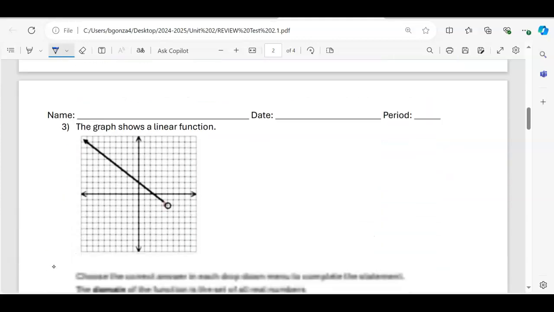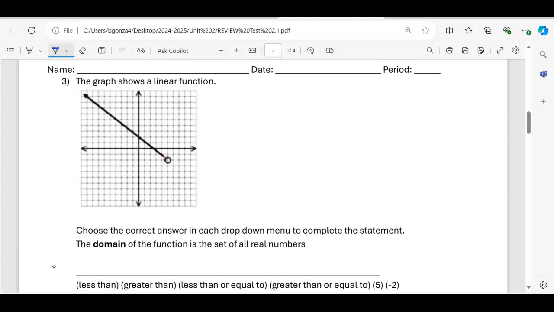All right, number 3, the graph shows a linear function. Now this is kind of hard to see, but there's an arrowhead right here. It's going forever to the left. And then right here, it's an open circle. Okay, so here's the deal. We're trying to find the domain, and domain is X. Now look, this goes forever to the left. So I am going to put a less than to the left.